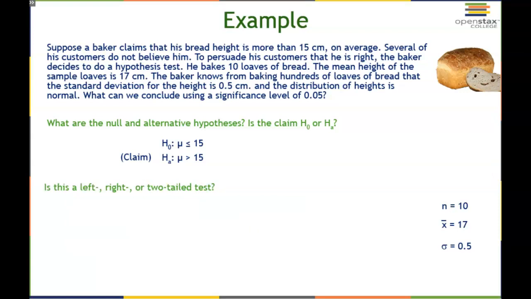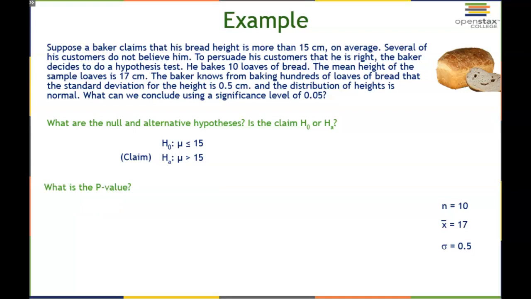Is this a left, right, or two-tailed test? Remember, look at your HA and see if there's an arrow pointing one direction or the other. Well, mu is greater than 15. That is a little arrow and it's pointing to the right, so this is a right-tailed test that we're going to do. Time to run our test, which means we've got to get our p-value.